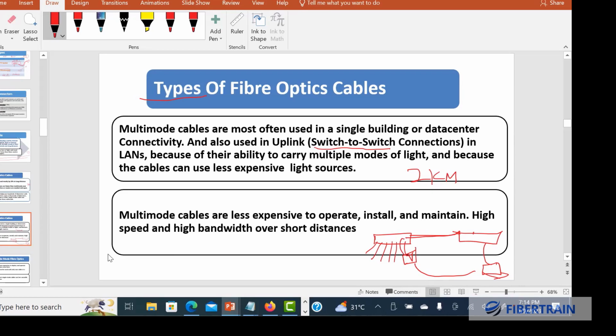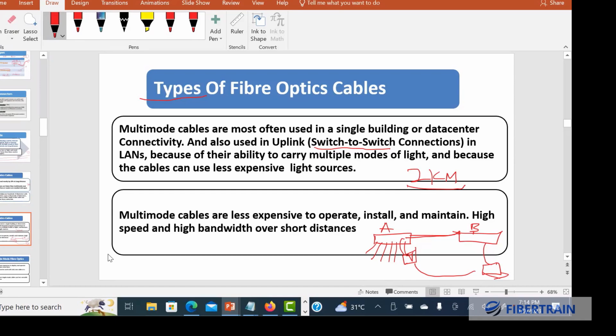So if I want this switch, let's call it switch B, and let's call this one switch A. If I want switch B to talk to switch A at the speed of light, at a very high speed, then I have to use a fiber optics cable instead of category cables. So when it comes to using fiber to connect switches together, we think of using multi-mode because that is the one that travels shorter distance.